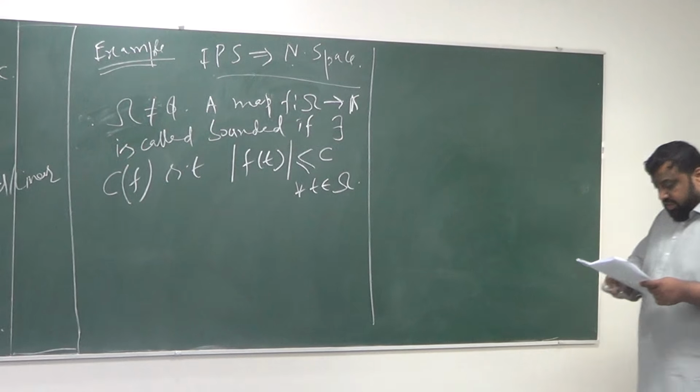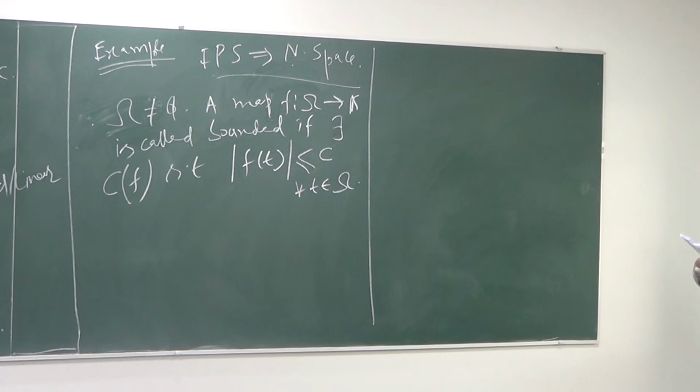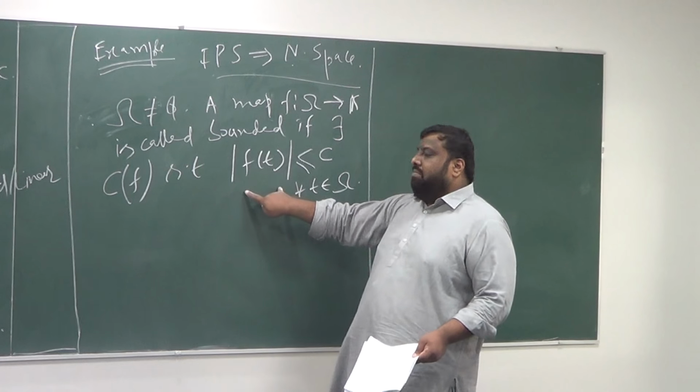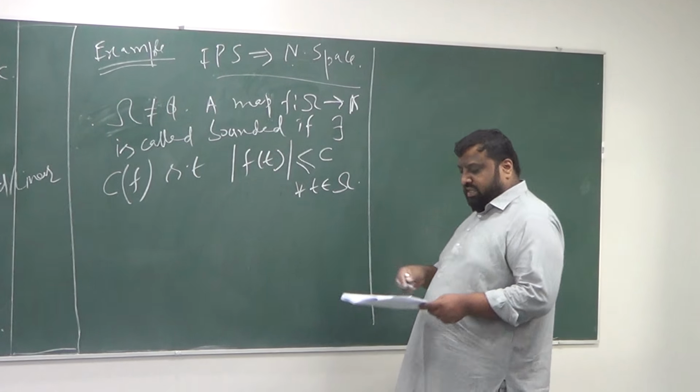The constant from this field? Constant from the last field, right? Always C is going to be a real number. It must be a real number, so it's not necessarily from the field. Because if the field is the complex numbers, then the inequality doesn't make sense. But we know that magnitude is a real number.